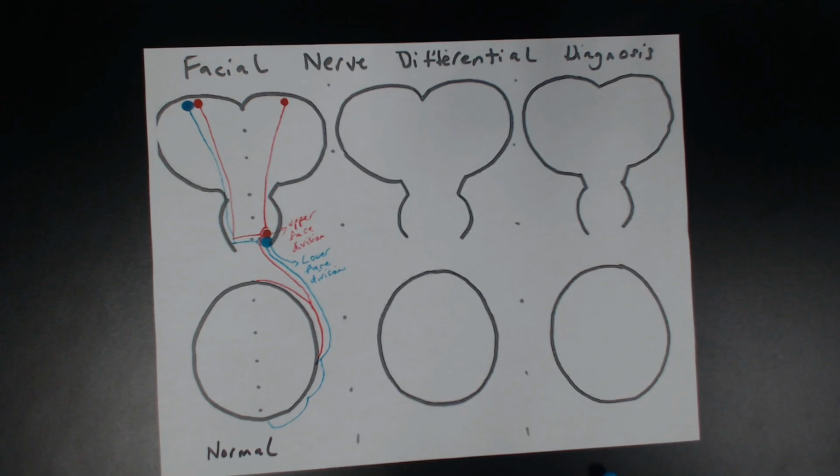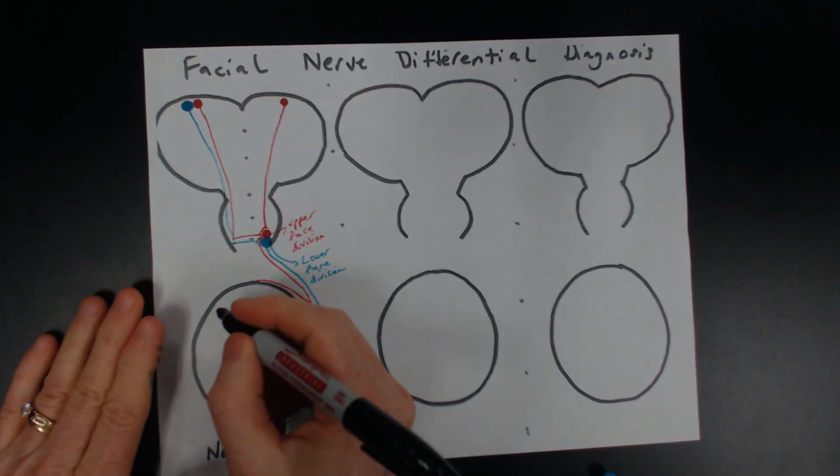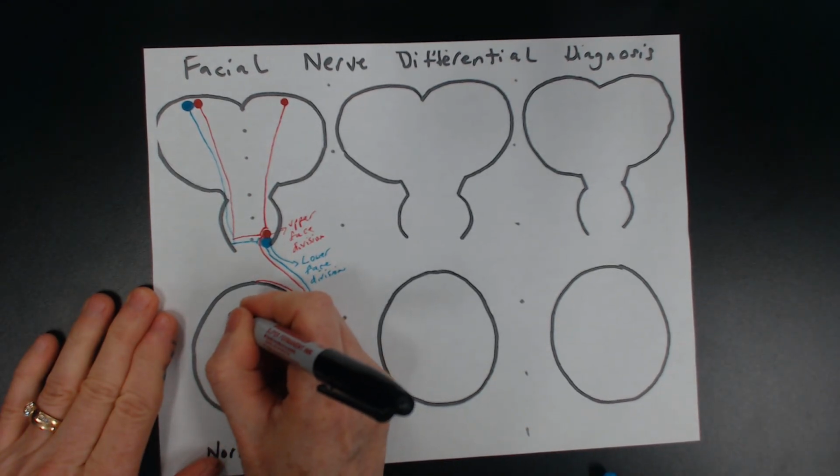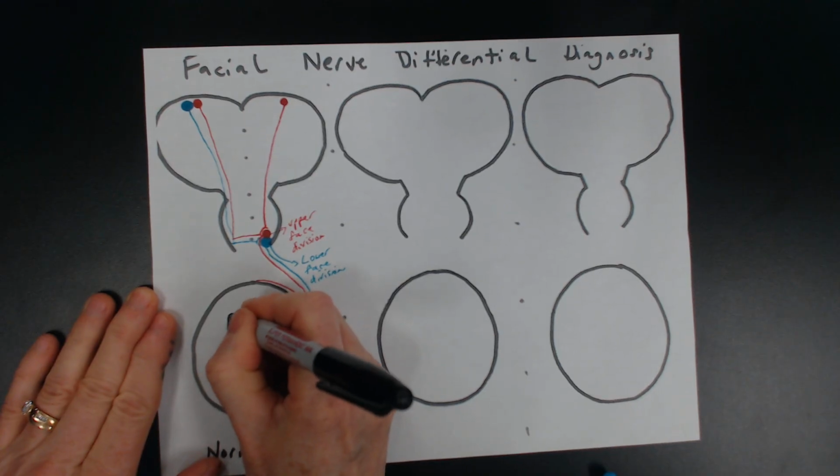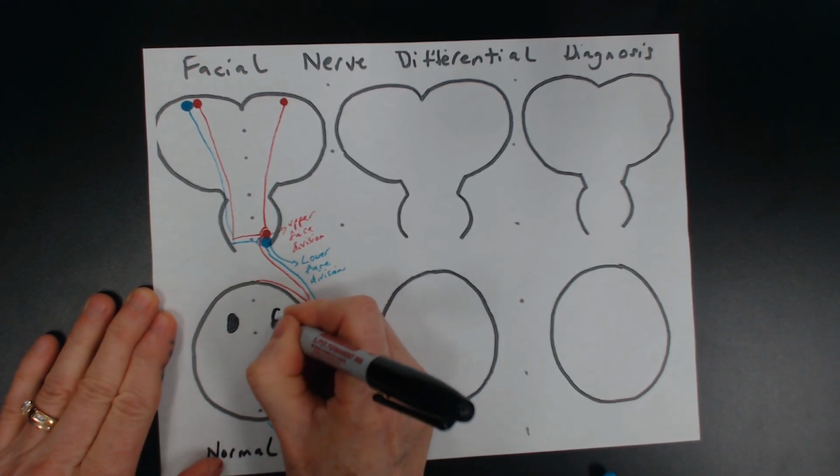Okay, and this would be normal. No deficits, no problems, nothing yet. And so what I'd like to do is just draw a normal smiley face. Most important thing here is going to be the eyes.